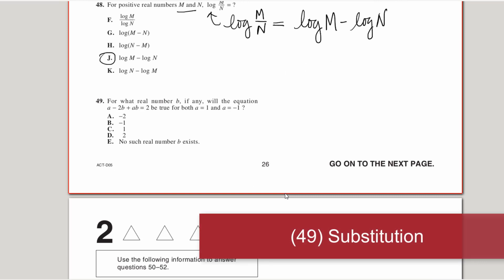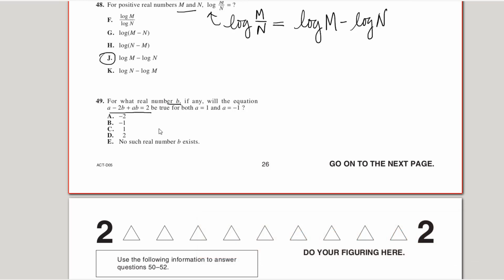Question 49 says, for what real number b, if any, will the equation a minus 2b plus ab equal 2 be true for both a equals 1 and a equals negative 1? Well, it looks like we need to try these both cases, plug in these different values for a. When a is equal to 1, we're going to have 1 minus 2b plus, plugging in 1, b equals 2. Combine like terms, minus b equals 1. So b is equal to negative 1.